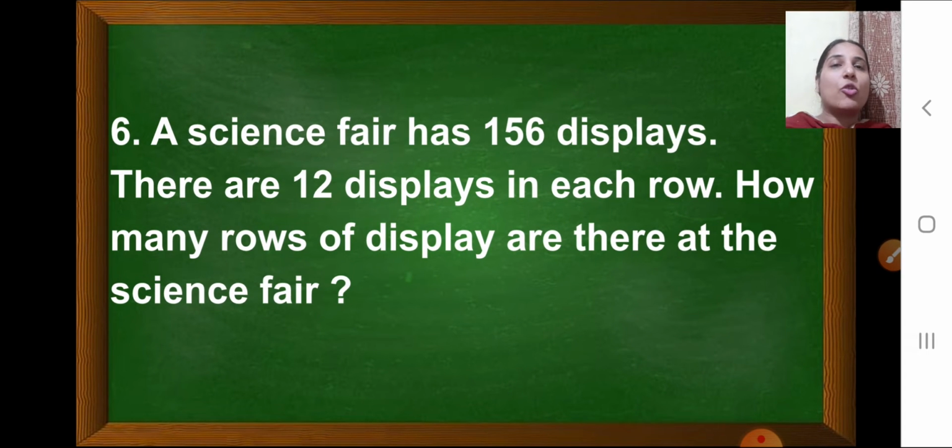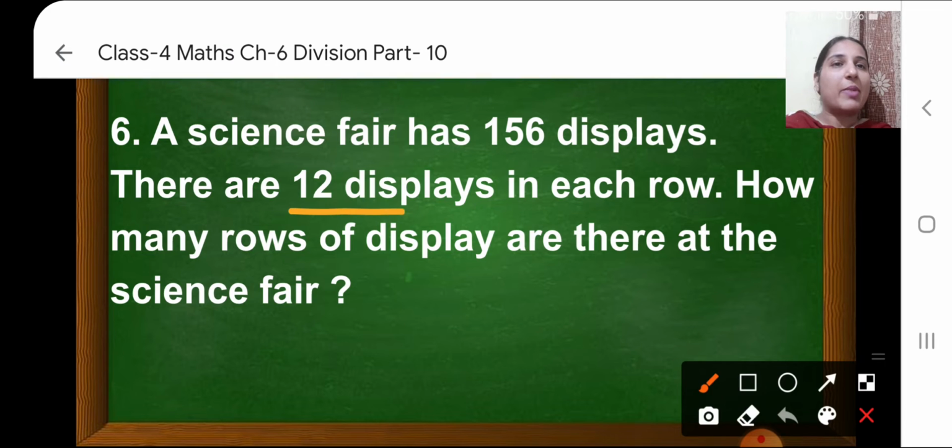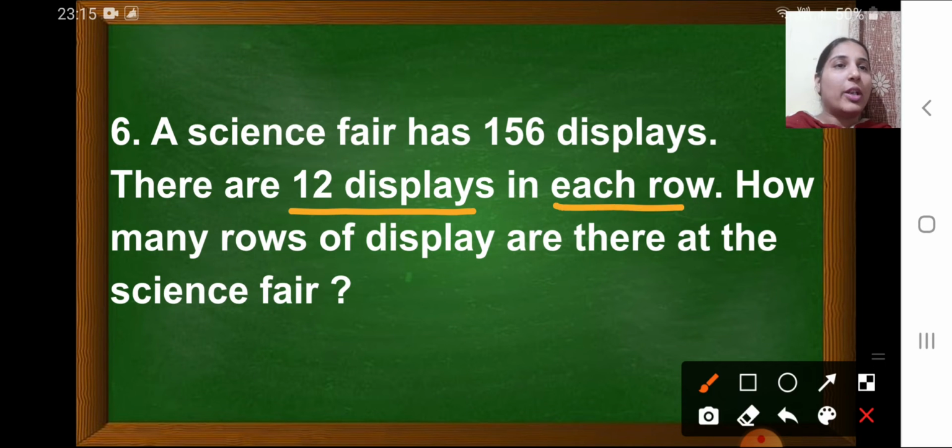Now question number 6 is, a science fair has 156 displays. There are 12 displays in each row. In each row, how many displays are there? 12 displays are there in each row. And how many total displays are there? 156 displays. Now how many rows of displays are there at the science fair? You have to find how many rows of displays are there at the science fair.